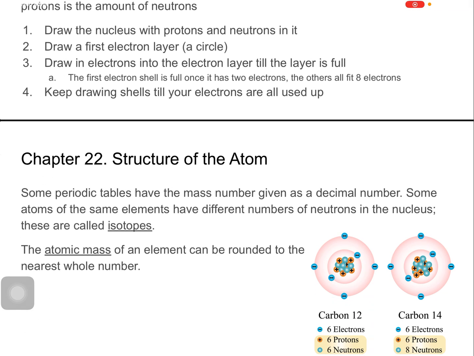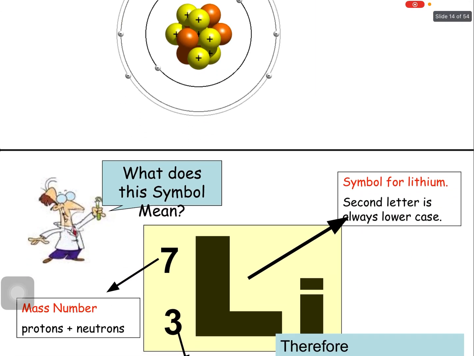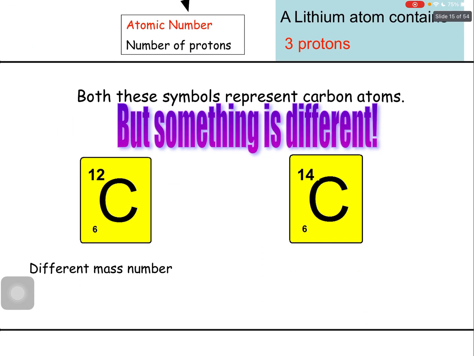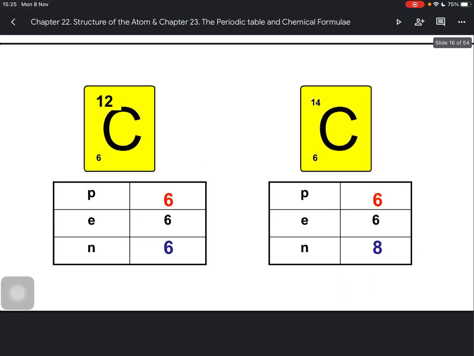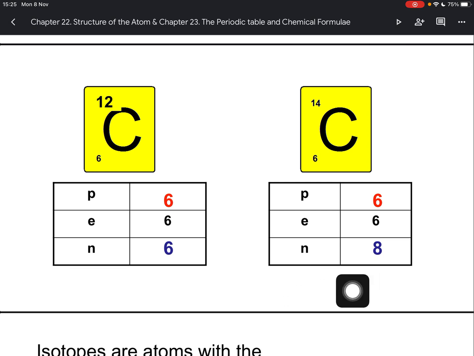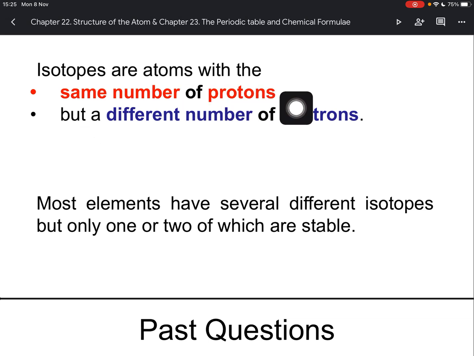Okay, so we looked at drawing a Bohr model. You guys were happy with how you drew Bohr models. And now we are looking at isotopes. Again, here you can see the amount of neutrons in the nucleus is 8 versus 6 for carbon 12. So same number of protons, different number of neutrons. Isotopes are atoms with the same number of protons and a different number of neutrons.